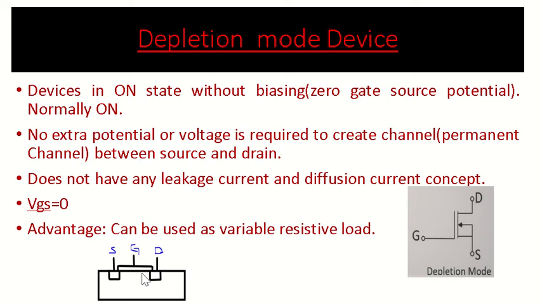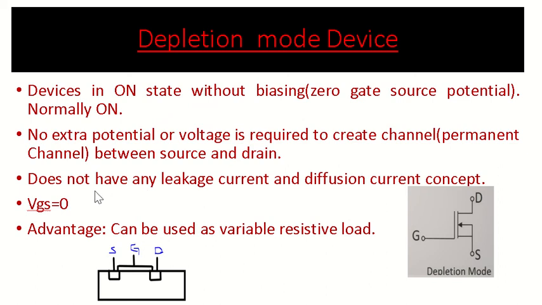In enhancement mode, we have seen that there was an imaginary, temporary channel created between source and drain. But in the case of depletion mode it is a permanent channel, where the source and drain are normally connected, because no voltage application is required as the device is normally in the on state. So no extra potential or voltage is going to be required to create a channel. This is a permanent channel between source and drain.